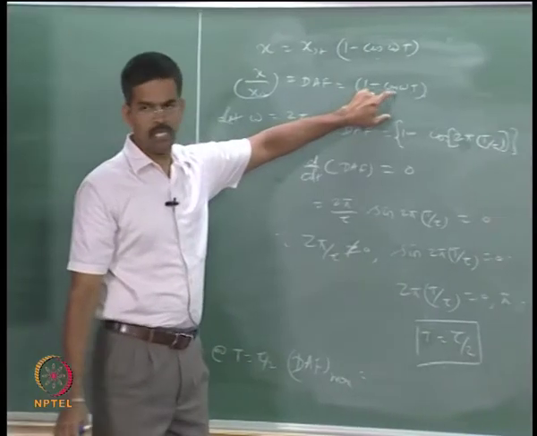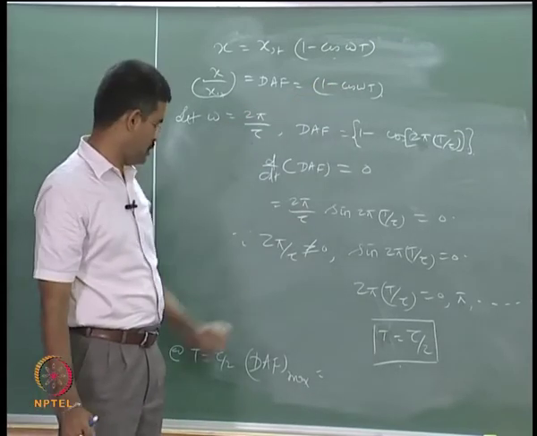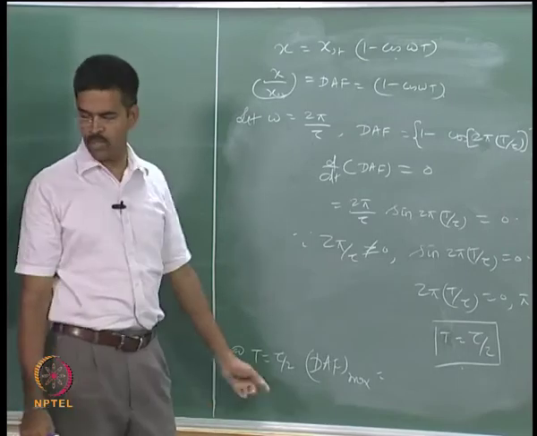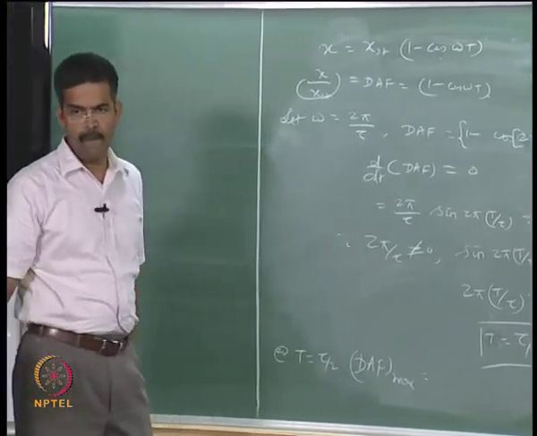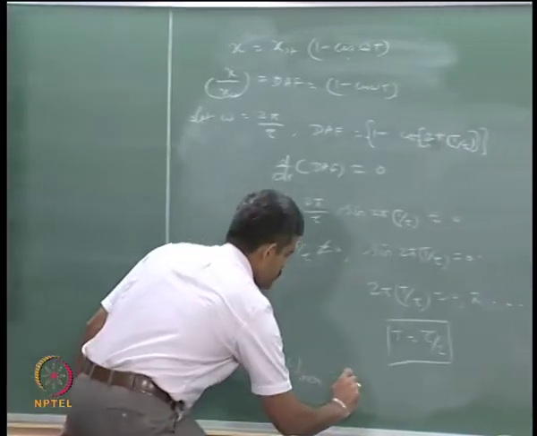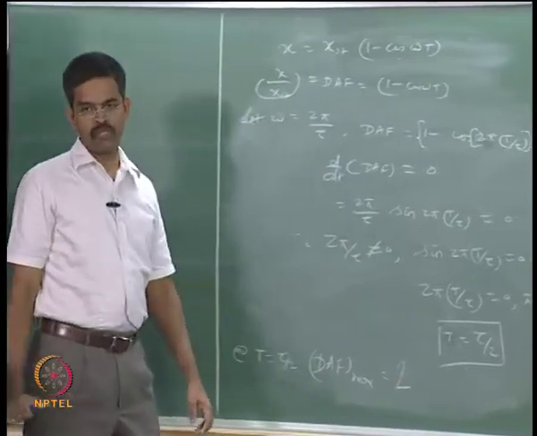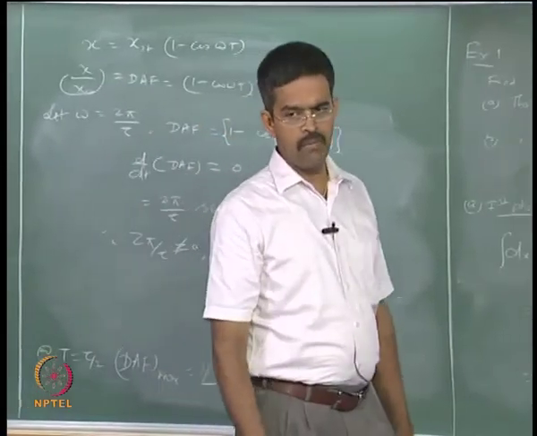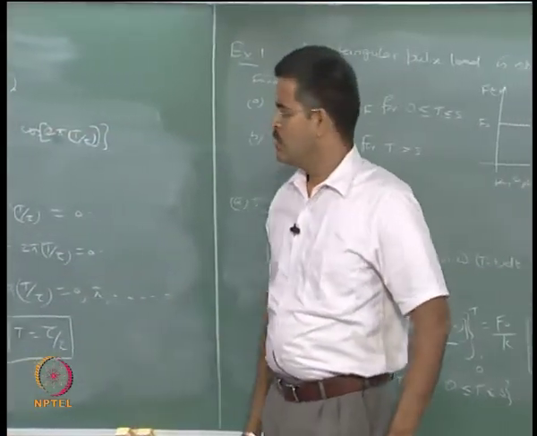DAF is already given by this equation of 1 minus cos omega t. Substitute it here; omega you know is 2 pi by tau, and t you already know. So, what is the value? That is the solution for the A part of the problem. I want to know the maximum DAF for this problem.